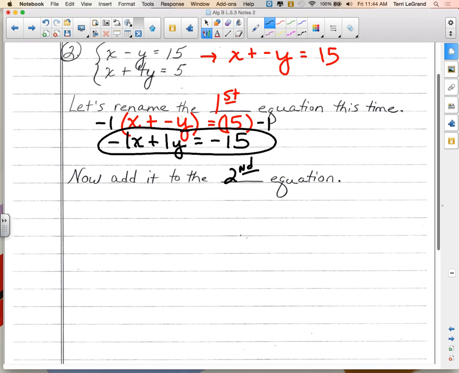Yep, and then the other thing you can do is, remember, if you change this to add the opposite, this is a negative 1, and a negative times a negative is a positive. It's not a negative.